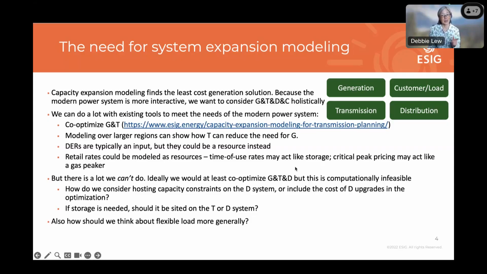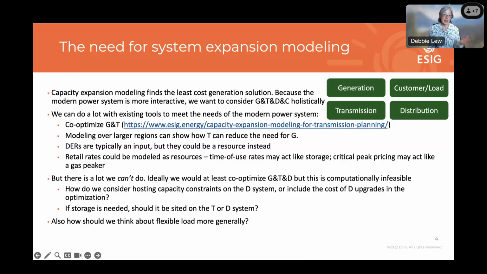But there's a lot still that we cannot do, especially when we think about the distribution system, right? Thinking about how to consider hosting capacity constraints for rooftop solar on the distribution system, or how do you include the cost of distribution upgrades in your optimization? And more broadly, let's say your system needs storage. Do you put that storage on the transmission system or on the distribution system? And we don't really have tools today that help us make those decisions. And then finally, there are many types of loads that can provide different types of flexibility, whether it's a response to rates or prices or programs, but how do you incorporate flexible load more generally?